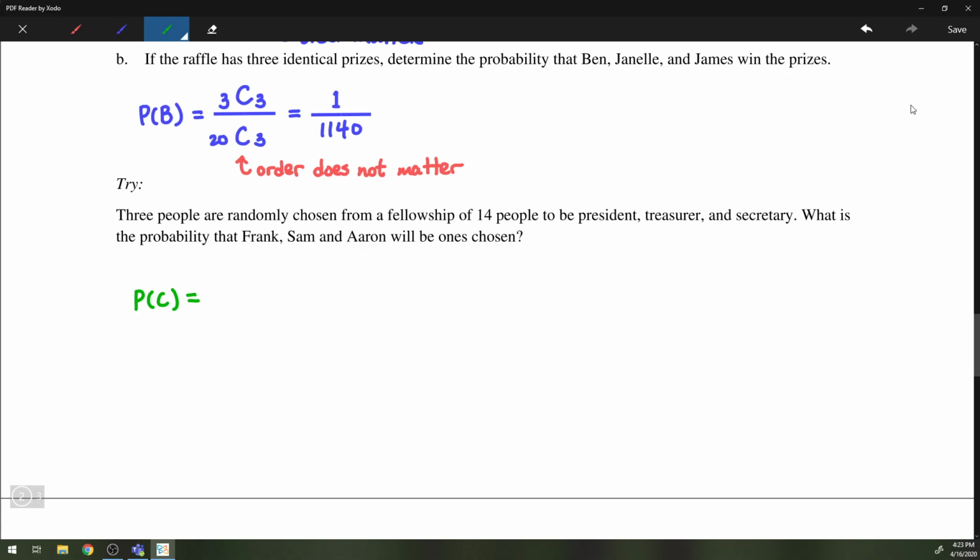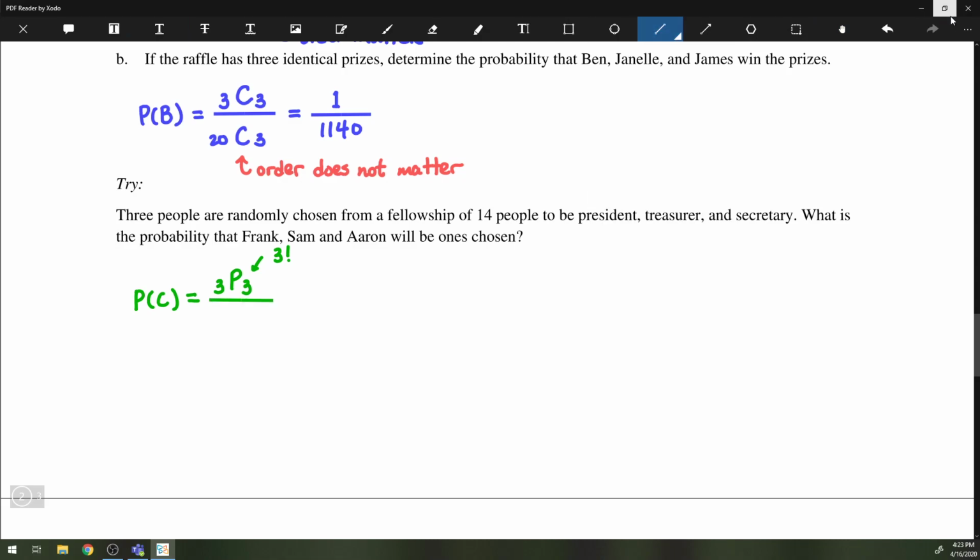So we will have 3p3. We have 3 people. We're going to choose all 3 of them, but the order matters, so it's 3p3. Alternatively, you can think of it as 3 factorial, right? 3 different people can be president. The 2 people left over can be treasurer, and then the last person left will be the secretary. So there's 6 different ways for that to happen. Of course, that's 3 factorial.